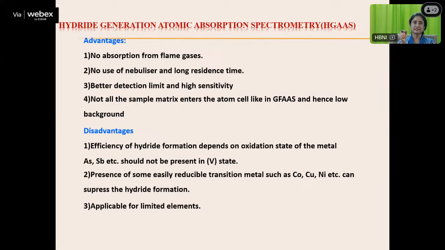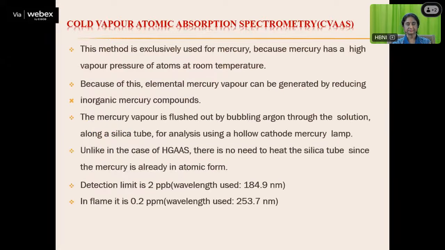The disadvantage is that the efficiency of hydride formation depends on the oxidation state of the metal. For example, antimony and arsenic should not be present in the +5 state. Only antimony 3 and arsenic 3 will form hydride efficiently with sodium borohydride. The presence of some easily reducible transition metal elements such as cobalt, copper, nickel, etc. can suppress the hydride formation. So it is applicable only to limited elements. So these are the disadvantages.